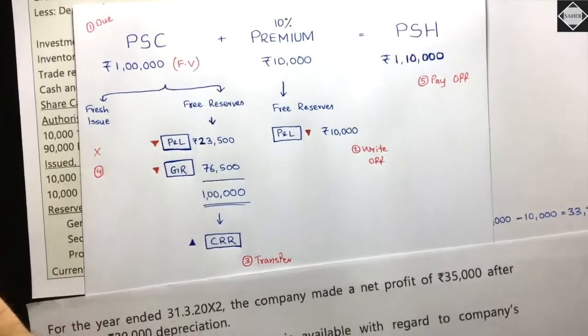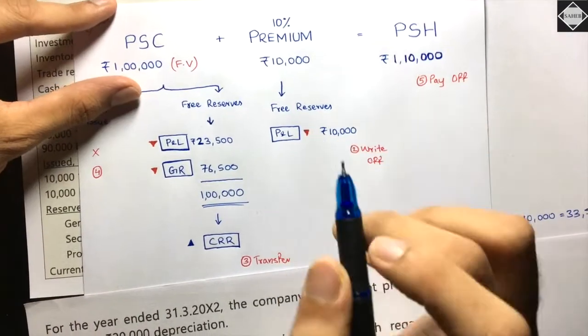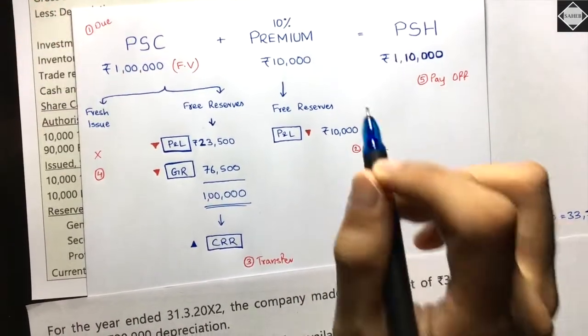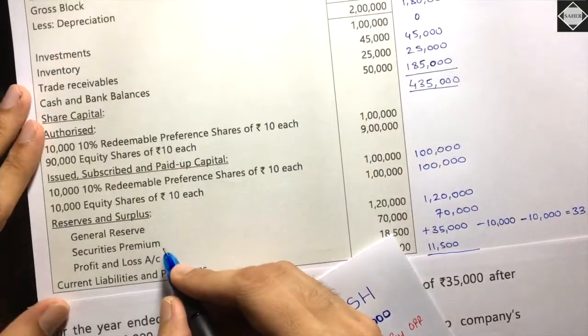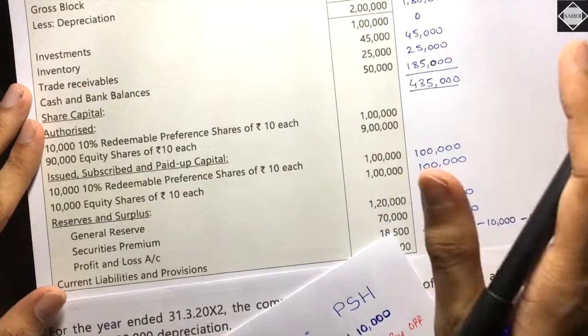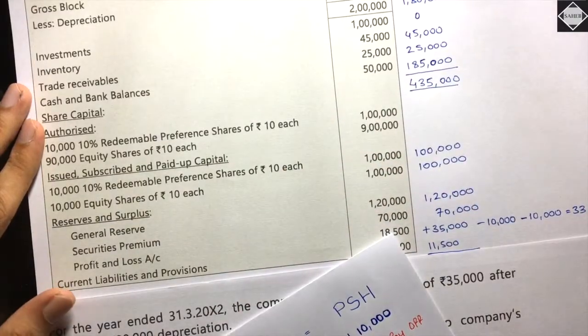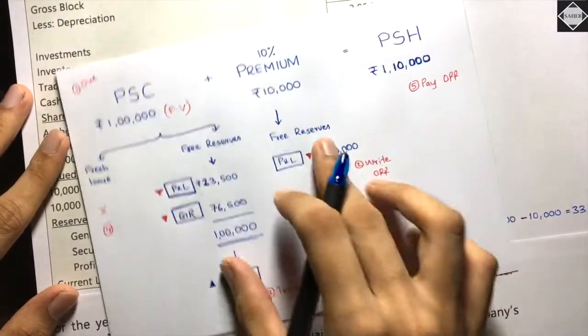So how will you write off the premium on redemption? You can only use free reserves for that. You cannot use securities premium. Previously, you could use securities premium, but after the amendment, you cannot. Right. So profit and loss will be utilized.